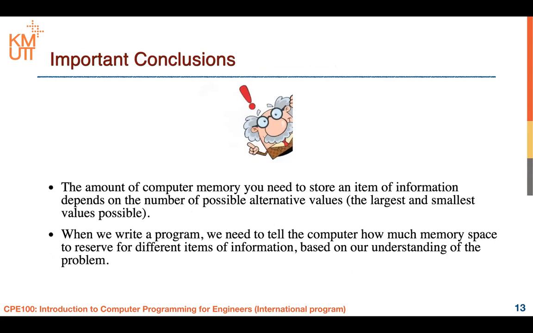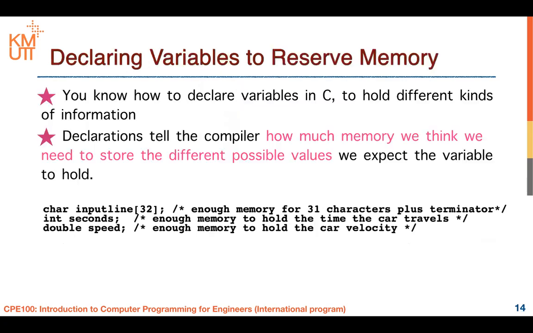Okay, this one: the amount of computer memory you need to store an item of information depends on the number of possible alternative values, the largest and smallest value possible. We have already talked about this, right? When we write a program, we need to tell the computer how much memory space to reserve for a different item of information, based on our understanding of the problem.